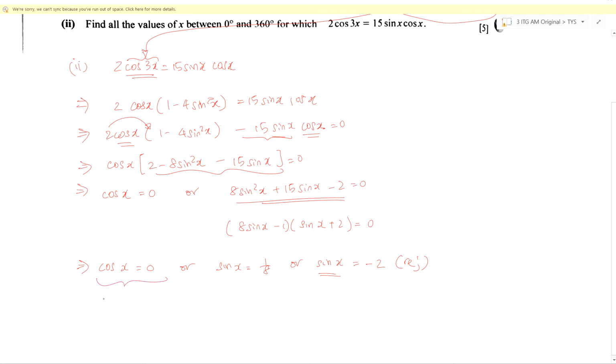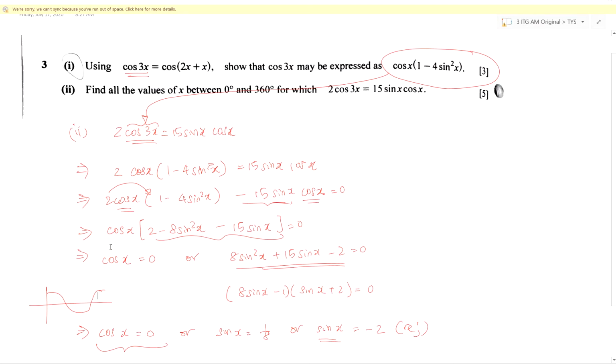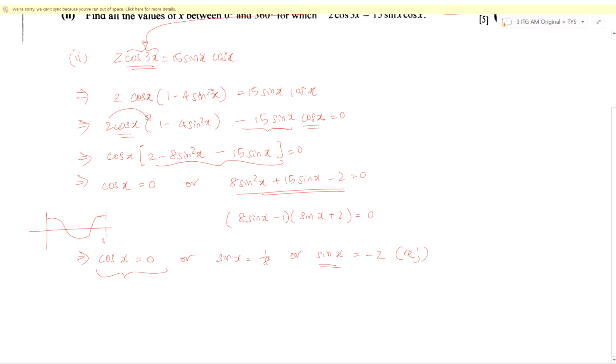So from our cosine x equals to 0, you can sketch the curve, and they told us they wanted the range of 0 to 360 degrees. 360 over here. For it to be 0, we've got 90 degrees and 270 degrees. X is 90 or 270 degrees. And over here, we have to find the basic angle for x. Sine inverse 1 over 8, which gives us approximately 7.180 degrees.